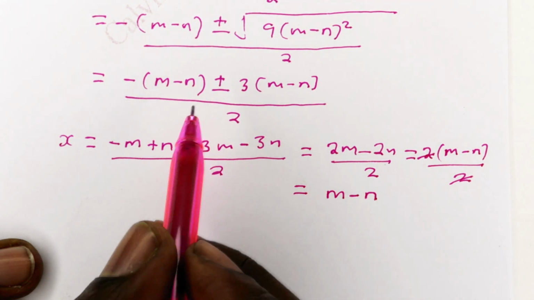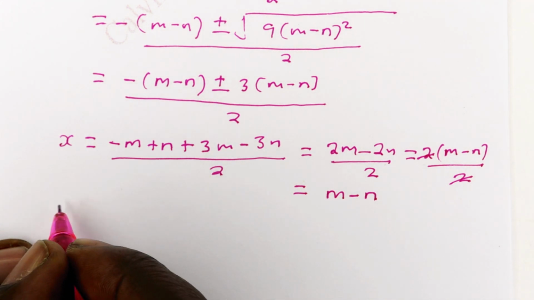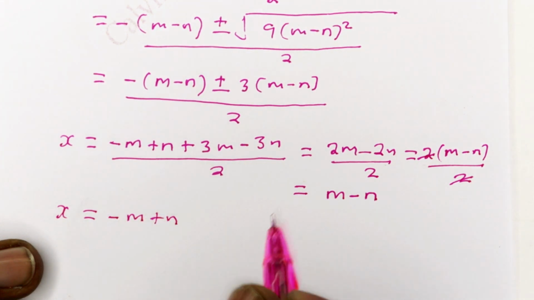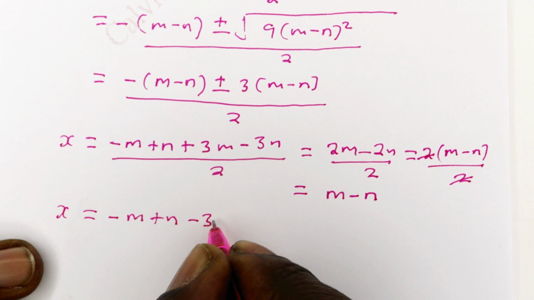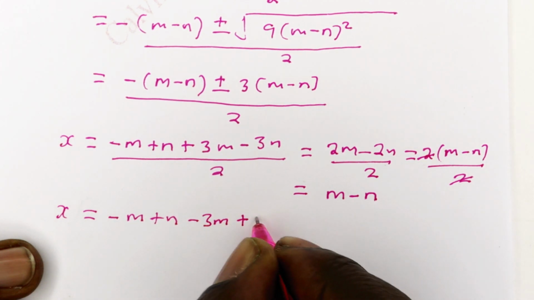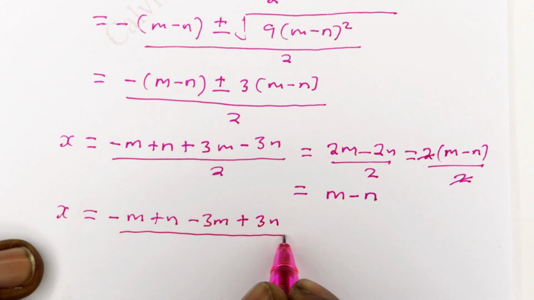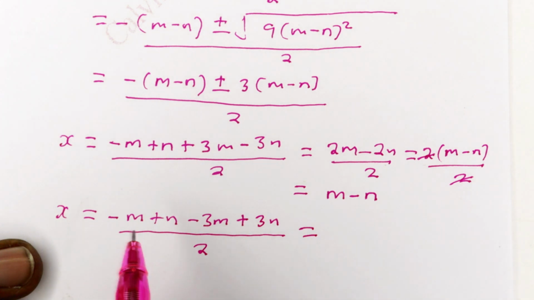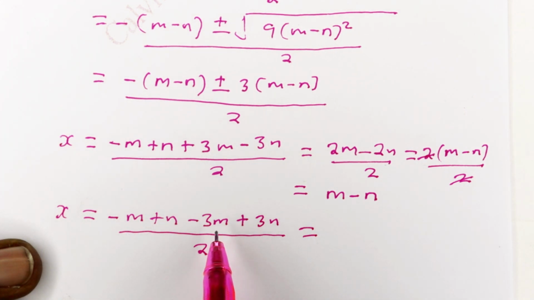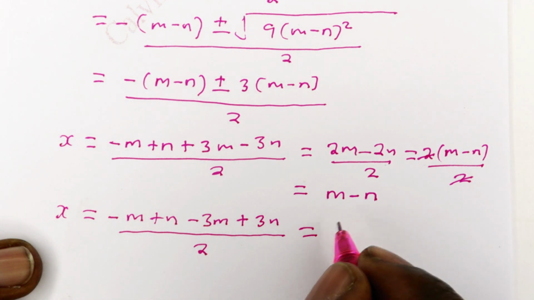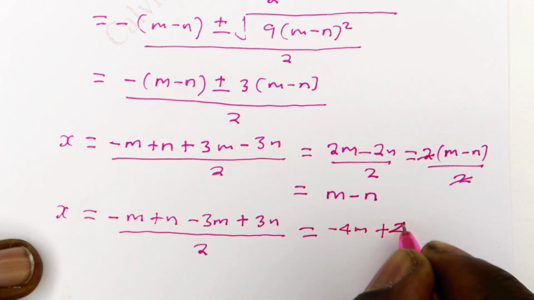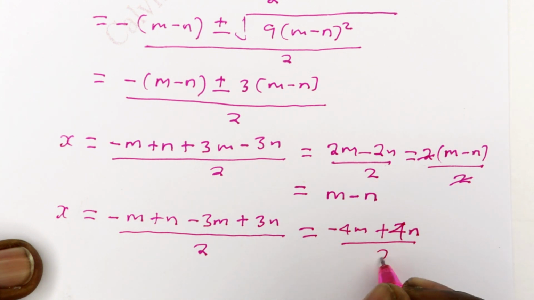In another instance, we can consider the negative portion. So we say x will be minus m plus n, then minus 3m plus 3n, and that is over 2. Again, we just collect the like terms in this case. So we have minus m minus 3m, that is minus 4m. Then we have plus n plus 3n, so that is plus 4n, and that is over 2.